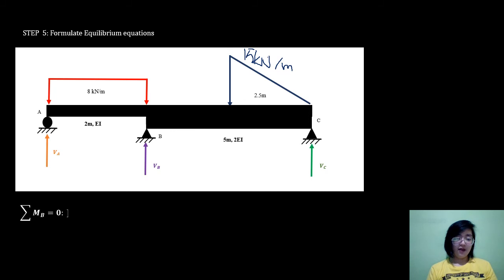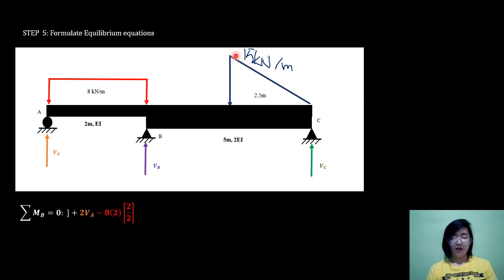Let's get first the VA. So, VA times 2, it's clockwise, so it's positive. Next is yung rectangular load na 8 kN per meter. So, 8 times yung length, which is 2, times yung centroid niya to, yung distance centroid niya to B, which is 2 over 2.